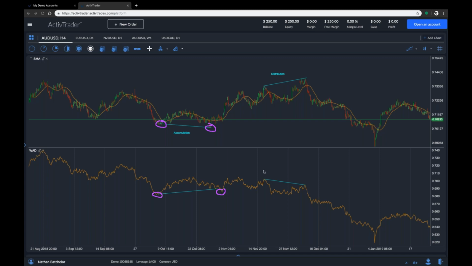So just to summarize there, how to locate trading signals. Traders would go long when there is bullish divergence between the Williams accumulation distribution indicator and price, and they would go short on bearish price divergence for the WAD indicator.